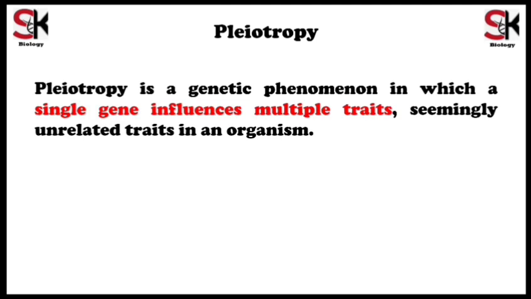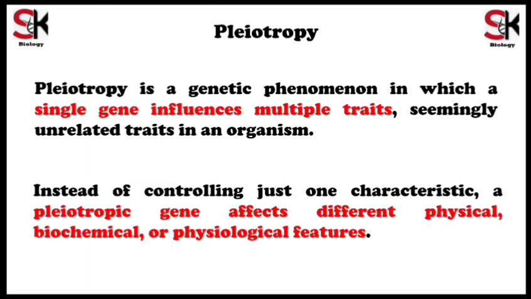Pleiotropy is a genetic phenomenon in which a single gene influences multiple traits. These are seemingly unrelated traits in an organism. The result of the pleiotropic behavior of a gene is that, instead of controlling just one characteristic, a pleiotropic gene affects different physical, biochemical or physiological features of the organism.